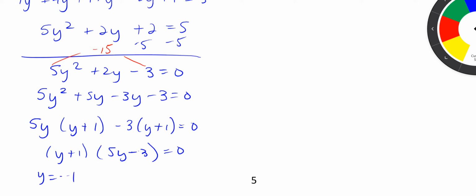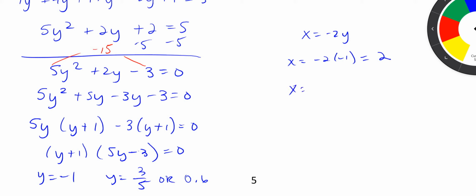Y equals negative 1 is a solution, and y equals positive 3/5 is a solution. Now, if you're not a fraction person and you want to use a decimal, that's fine. 3/5 is the same as 0.6. Now, once you know that, I have to figure out the x values that match. So I'm going to use x equals negative 2y for that. So x equals negative 2 times negative 1. That generates 2. And x equals negative 2 times 3/5. Well, that's going to give us negative 6/5.